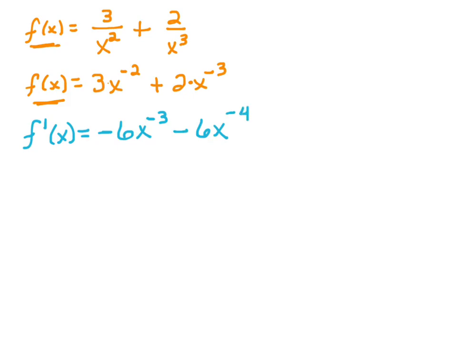And now I just want to rewrite this back without using negative exponents. So f prime of x would be equal to negative 6 over x to the third minus 6 over x to the fourth.